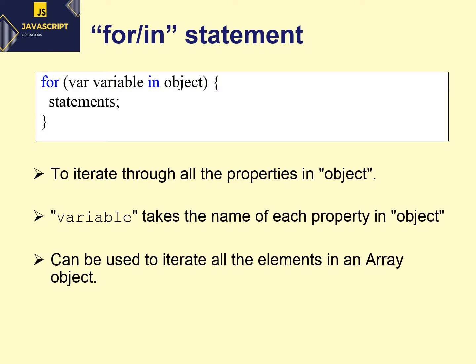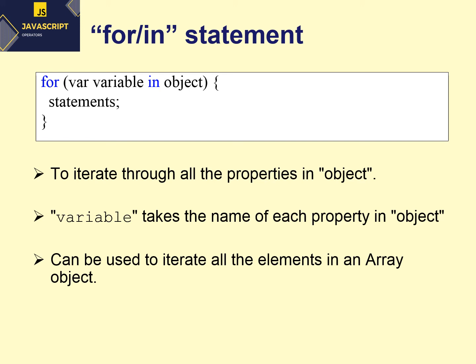Now we can see the syntax of the for-in loop. The syntax is like this. For, you have to place in parenthesis var variable in object. Then a block is there which contains some statements. This is used to iterate through all the properties that are defined in an object. So this for-in loop is normally used with object values.